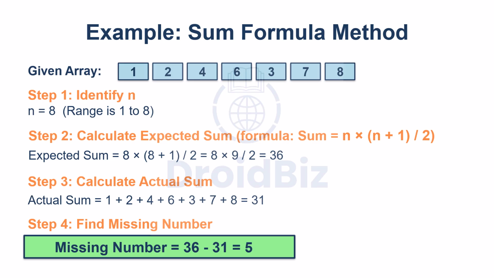Step 4. Find the missing number by subtracting. Missing number equals expected sum minus actual sum, which is 36 minus 31, equals 5, shown in green. So the missing number is 5. This method is simple, efficient, and easy to implement. Next, let's look at an alternative approach using XOR.